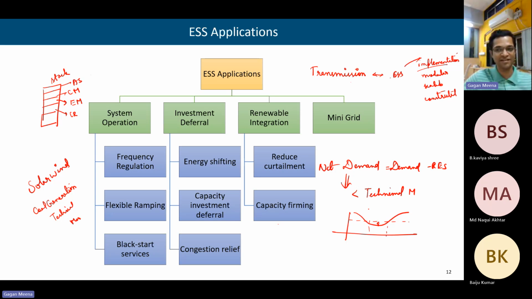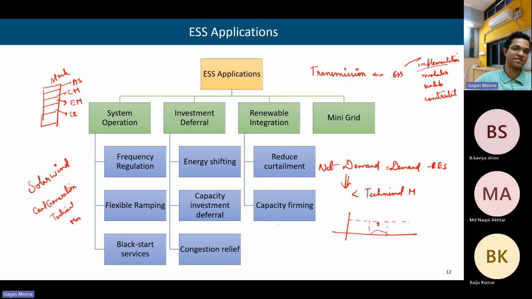If storage is there, then what will storage do? It will act as a load. It will charge. It will increase the demand. It will bring this curve above. So excess solar generation can be stored by storage and released during the evening peaks, when the ramp requirement is there for the coal generators. That time energy storage can help. Okay, renewable integration is done.